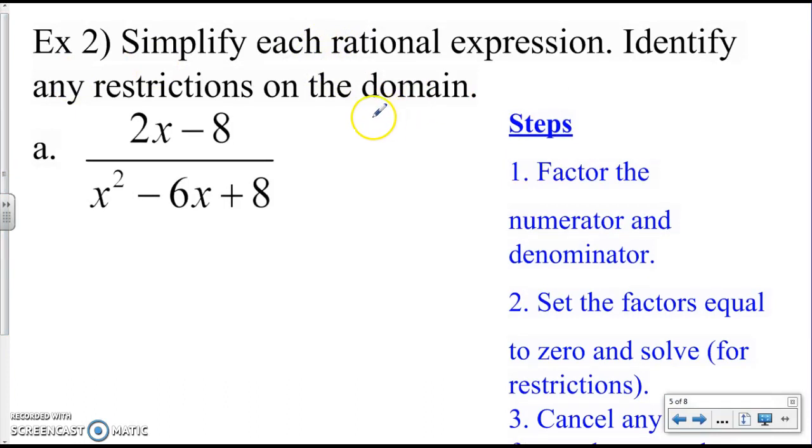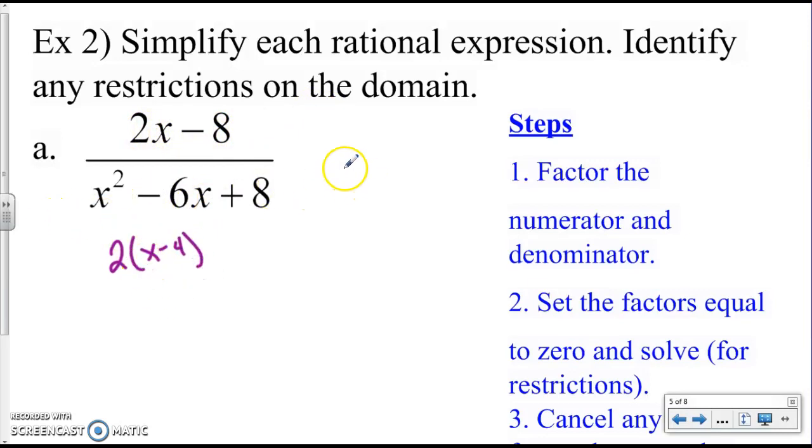So what we actually want you to do here is simplify. You have to always identify restrictions when you're simplifying because it's possible that you might get something that is kind of weird there. Okay, so our steps are still going to be the same. We're going to factor the numerator and denominator. So looking at the numerator, for this I can take out a 2. So I'm going to go ahead and do that. If I take out a 2, I'm left with x minus 4.